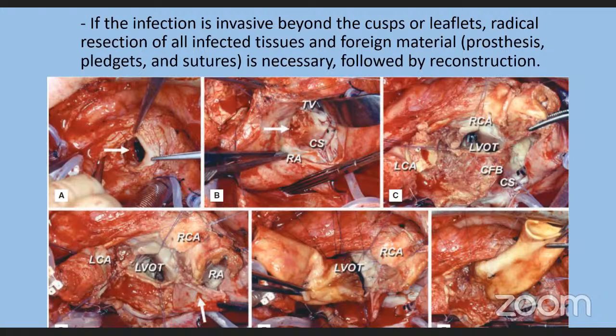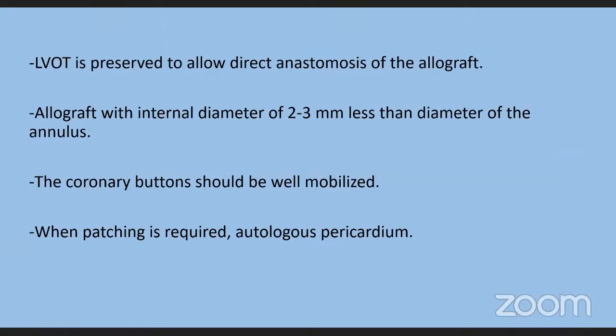So the LVOT here is sized with a Hegar dilator, and an allograft with an internal diameter of 2 to 3 millimeters less than the diameter of the aneurysm is chosen. So this is, I think, where they talked about it: the LVOT is preserved to allow direct anastomosis to the allograft. The coronary buttons should be well mobilized. When patching is required, an autologous pericardium is chosen.